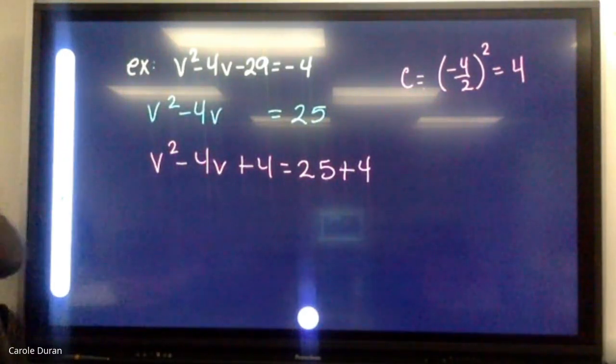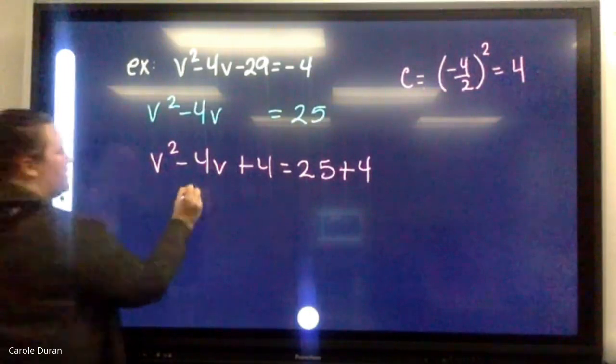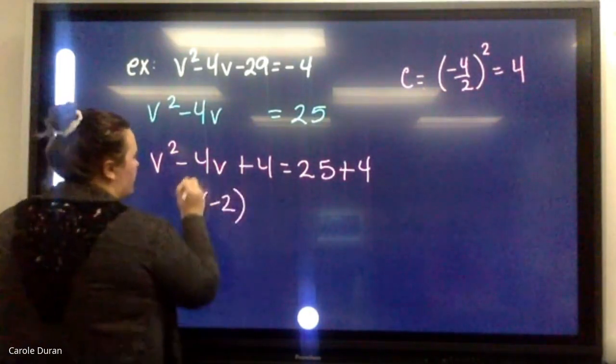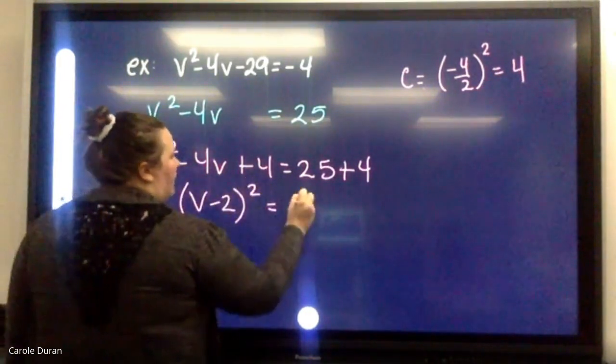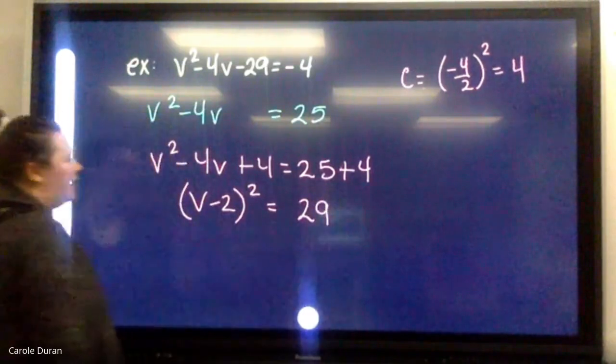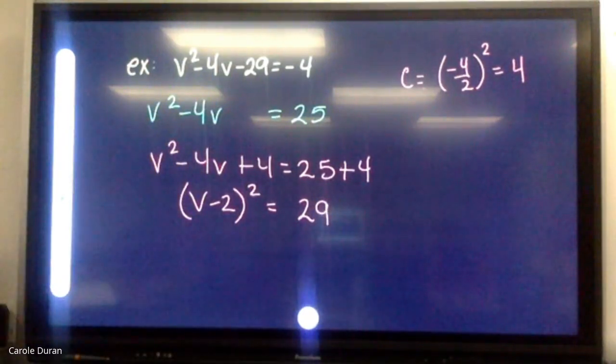The left side will factor into the same number twice. So we'll factor into v minus 2 times v minus 2, which I just write as v minus 2 squared. And then my right side becomes 29. Miss Harden, what do I do next? I'm really confused right now, so I have no idea.